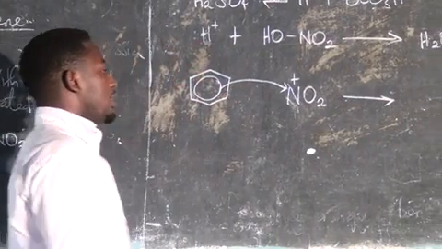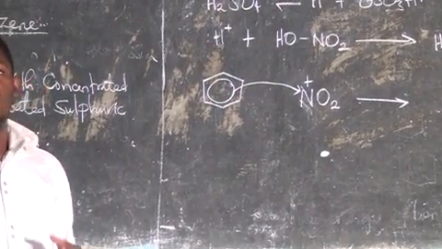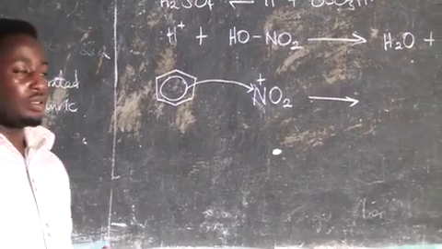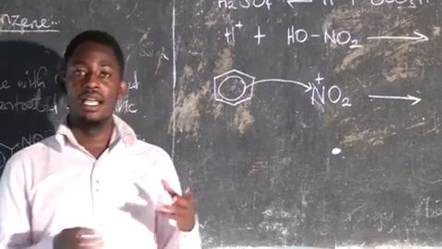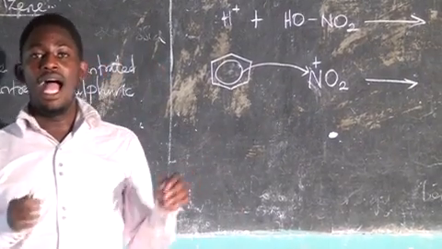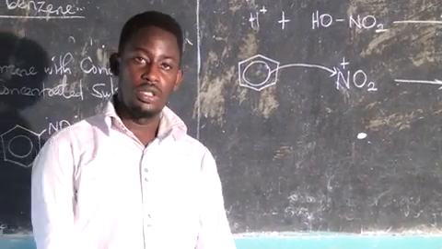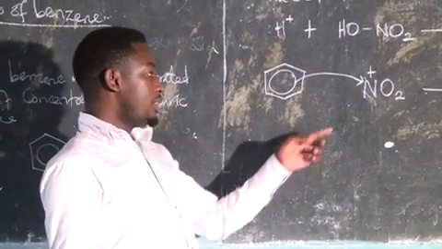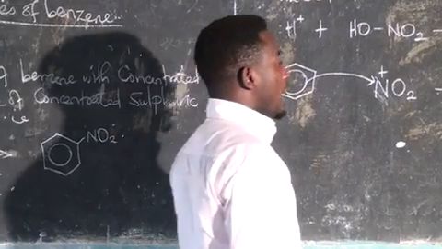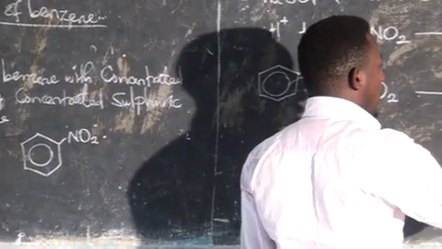Of course, in what we call a dative bonding kind of situation. In dative bonding, the electron-rich species acts as a donor and it donates electrons to the electron-deficient species, which in this case is the nitro group. So what will happen to our ring?